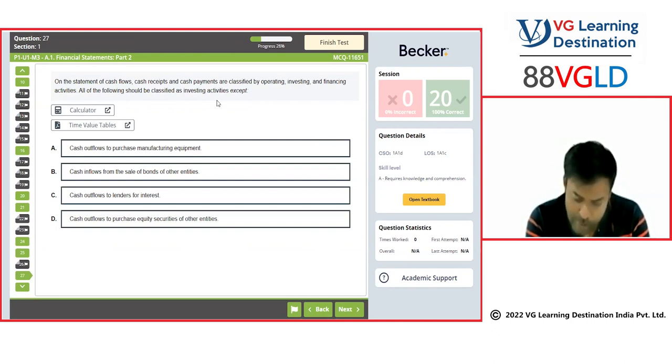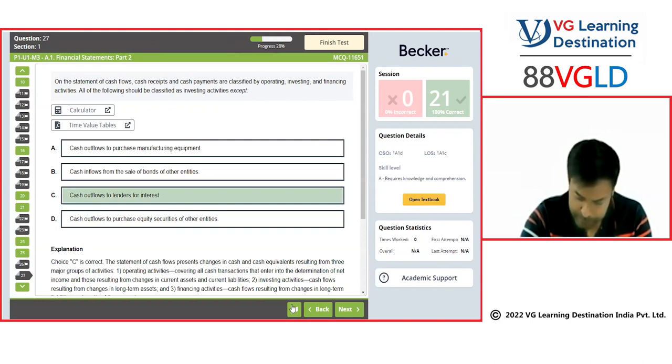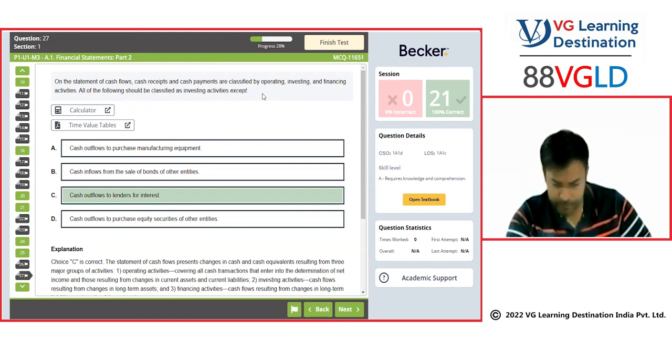Cash flow to the lenders for interest. This is going to be OA. C should be OA and it is not IA. Absolutely correct. Are we good? Is that okay? Yes, John, are we good?